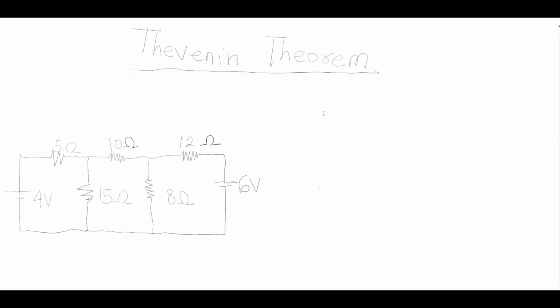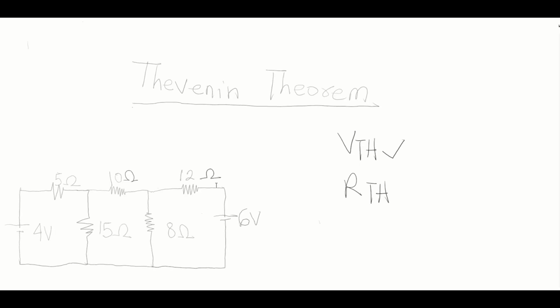Systems Electronics. In this video, we are going to use Thevenin's theorem to calculate the current across the 10 ohm resistor. In Thevenin's theorem, a linear circuit can be replaced by an open circuit voltage, which is the VTH, in series with the Thevenin's resistance, which is the RTH. So with this, the first thing that we are going to do is find the Thevenin's voltage.